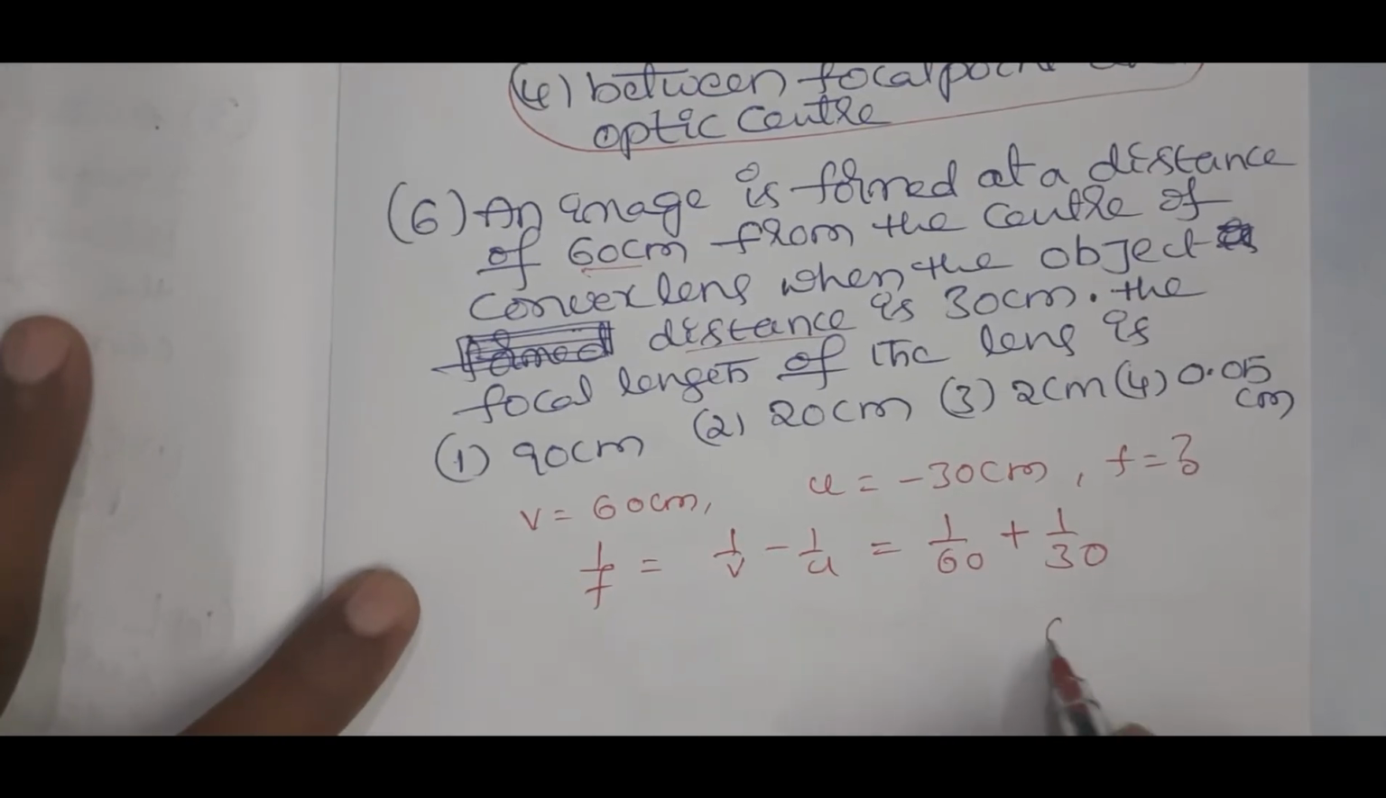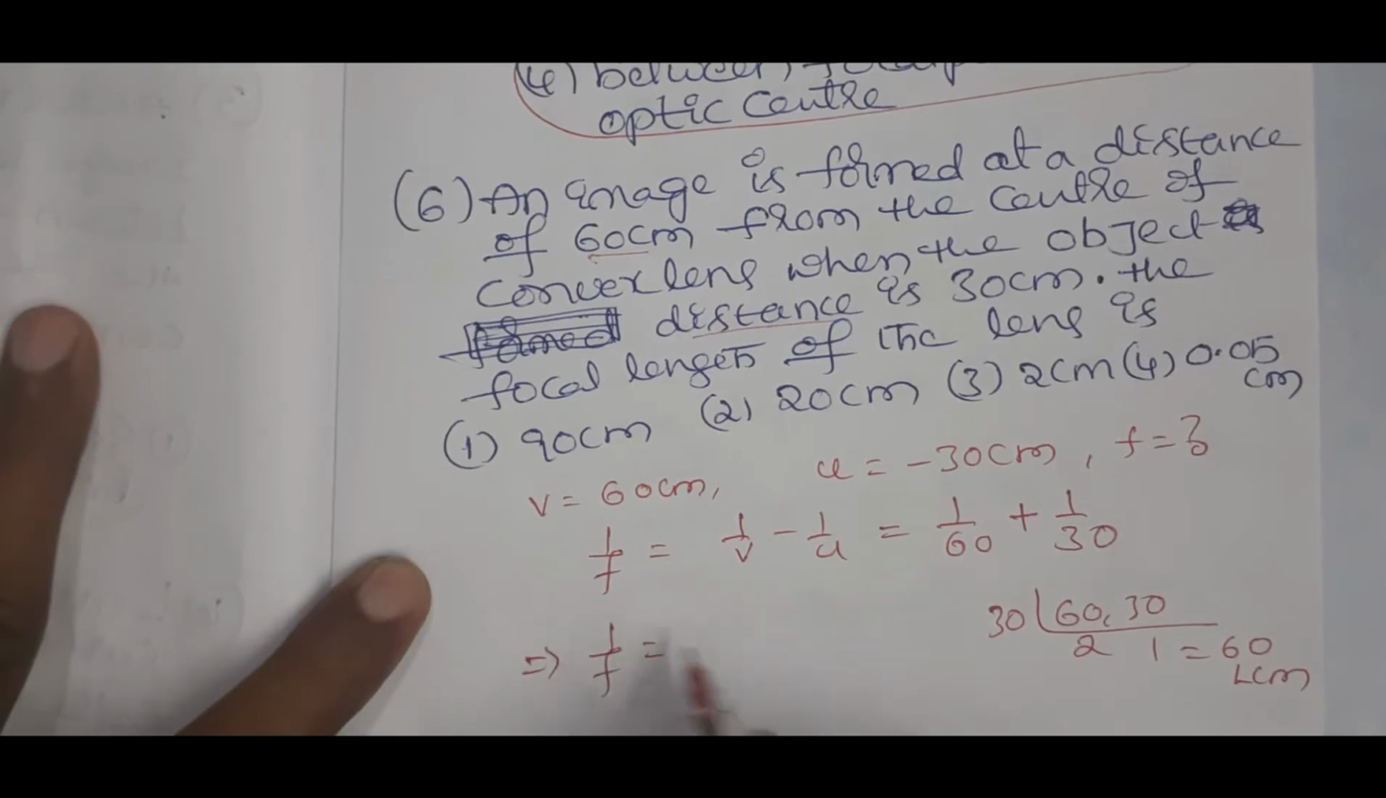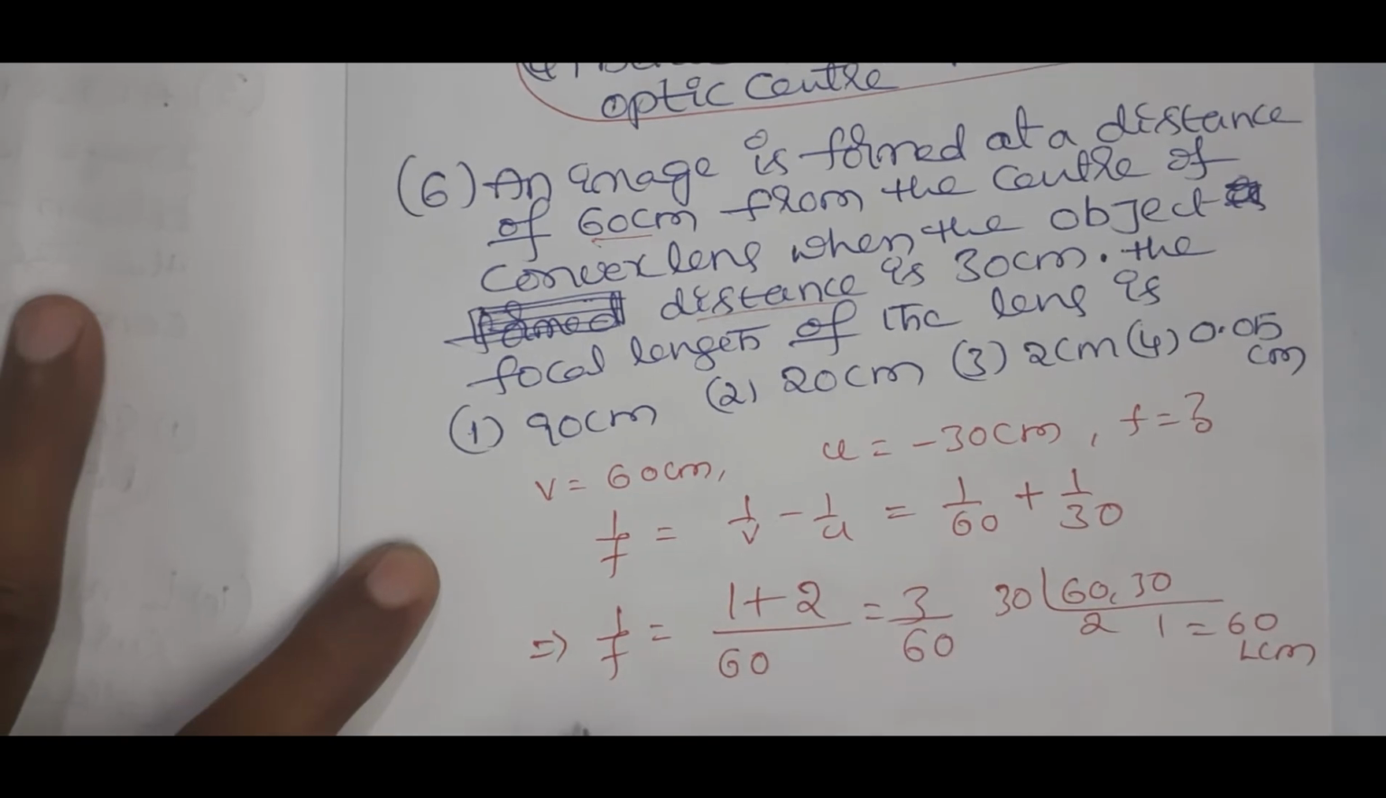In the LCM of 60 and 30, students, 30 twos are 60, 30 ones are 30, so the LCM is 60. So 1 by f is equal to, with the denominator 60, and on cancellation and simplification here 1 and here 2, that is 3 by 60.